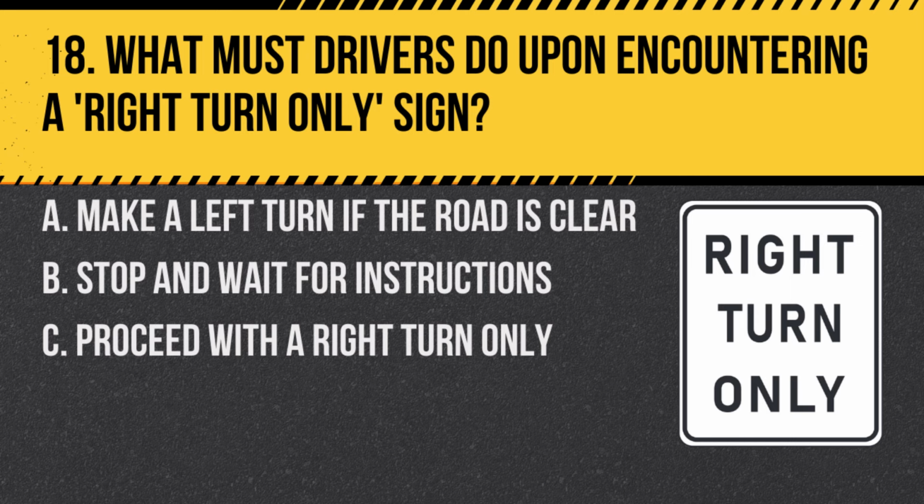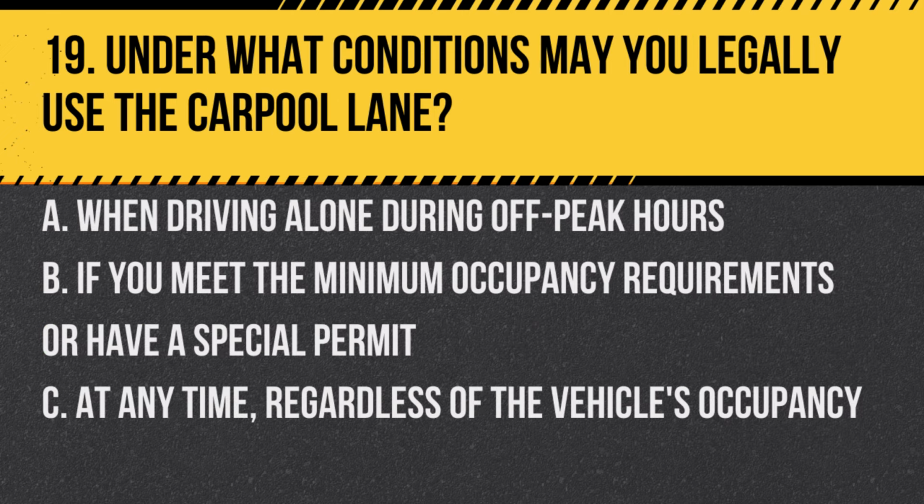Question 18. What must drivers do upon encountering a right turn only sign? A. Make a left turn if the road is clear. B. Stop and wait for instructions. C. Proceed with a right turn only. Answer: C. Proceed with a right turn only. A right turn only sign indicates that drivers must make a right turn at that intersection or lane, and no other maneuvers are permitted.